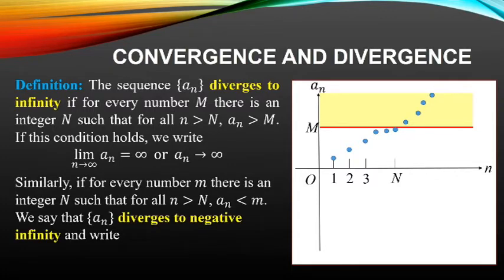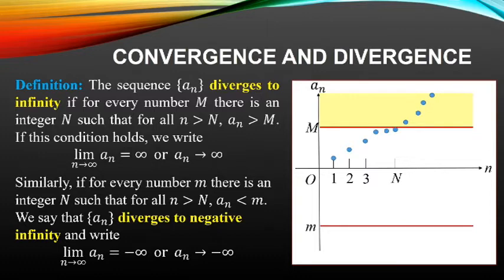And similarly, if for every smaller number m, there is an integer large N, such that for all n greater than large N, the value of each term is less than small m, we say that a sub n diverges to negative infinity naman. Okay, so the limit of a sub n as n approaches infinity is equal to negative infinity, or a sub n approaches negative infinity. So if the values of your a sub n as n increases, mas mababa pa sa number m na yon, so the sequence approaches negative infinity. So pababa na pababa yung value ng a sub n.